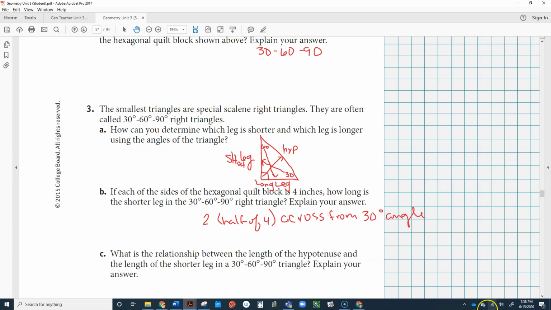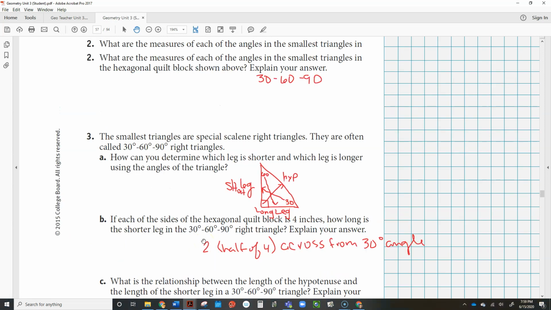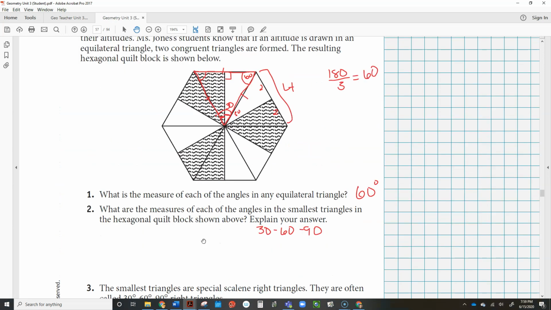What is the relationship between the length of the hypotenuse and the length of the shorter leg in a 30, 60, 90 triangle? Explain your answer. So they want to know how long is the hypotenuse.